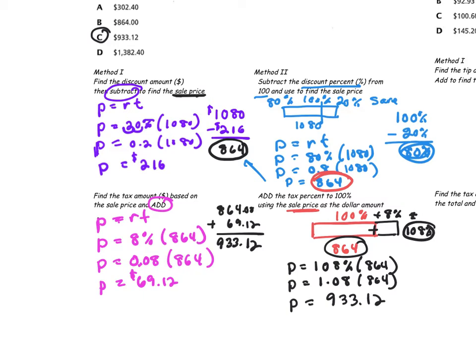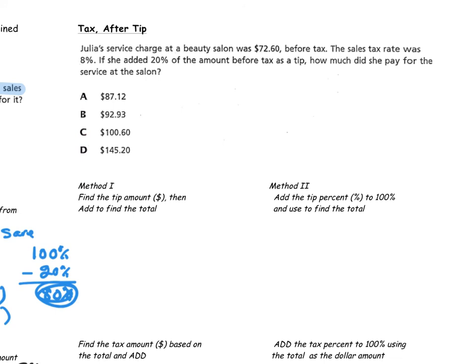Once again, if we compare what happened, here we found the tax and we added it as a dollar amount. Here we added the percent of the tax and used that along with 100%. We added those together first to find this. And whatever method you prefer is what I want you to use. This next question is very similar, but it's tax after a tip. So tax we add and tip we add. So we're going to add and then add, but we have to do this first.